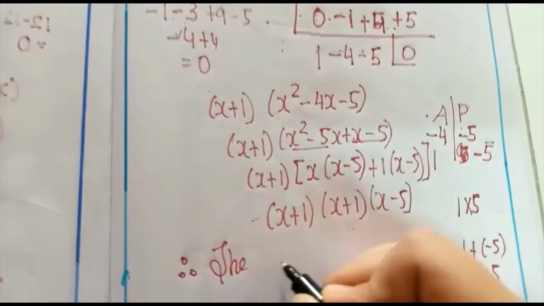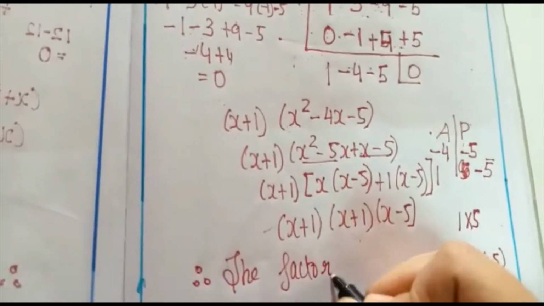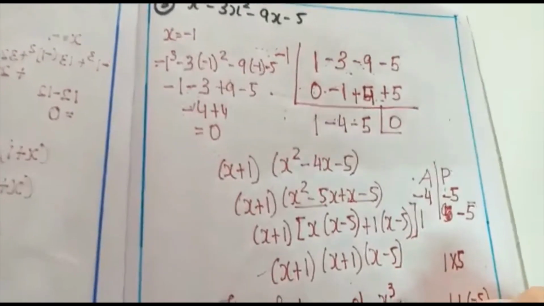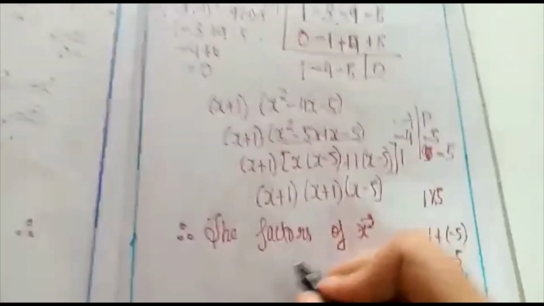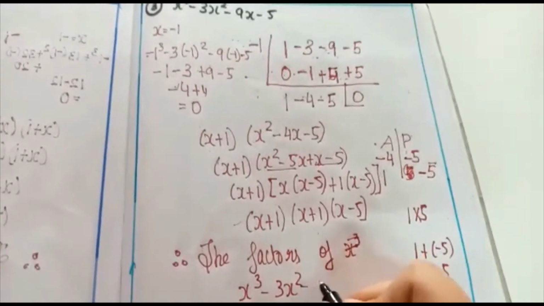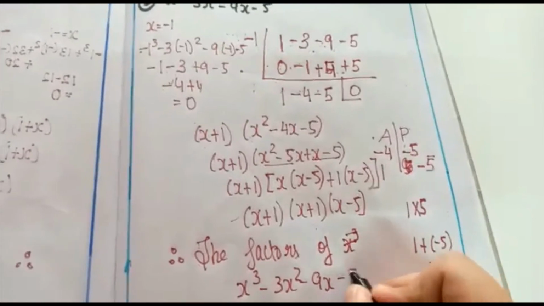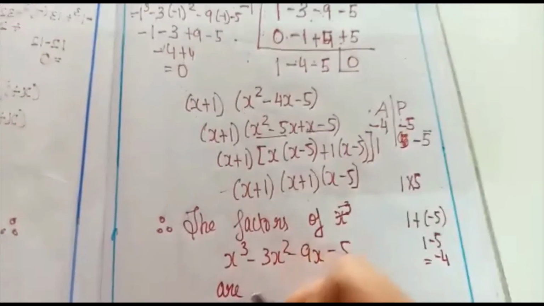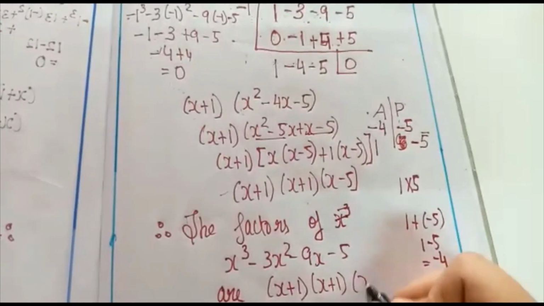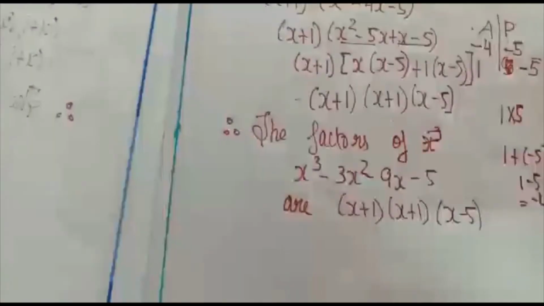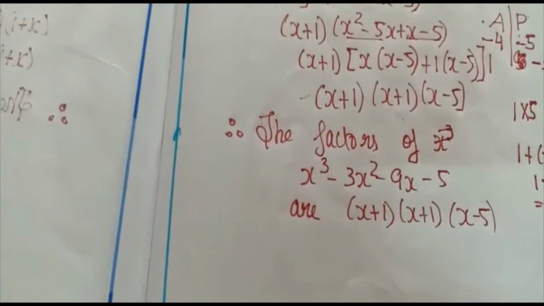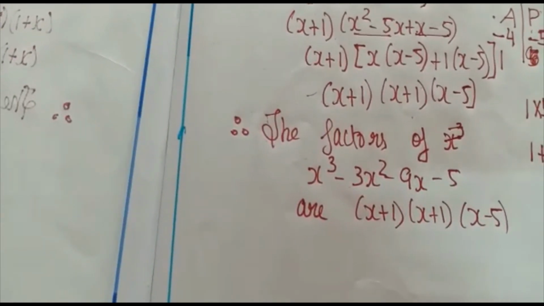The factors of x cube minus 3x square minus 9x minus 5 are x plus 1, x plus 1 and x minus 5.